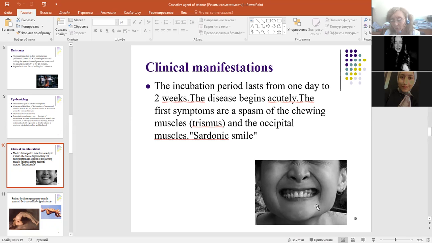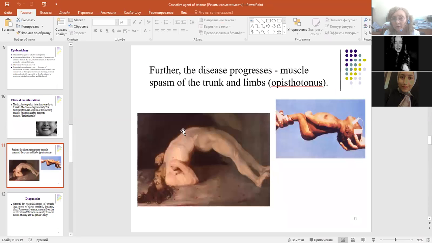Firstly, muscles on the face are contracted, and then other muscles slowly contract. The disease progresses, and muscle spasm of trunk and limbs, opisthotonus, occurs. Well, this is opisthotonus of a newborn, and this is a very famous picture of a British soldier. He died in the 19th century during some war, and finally the body is killed because of spasms.